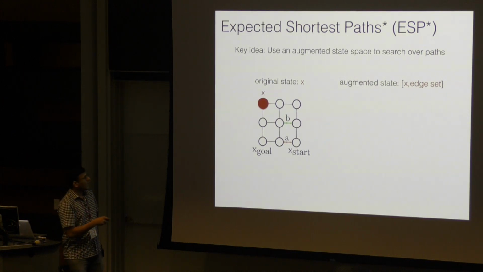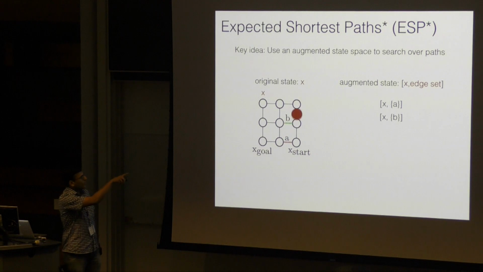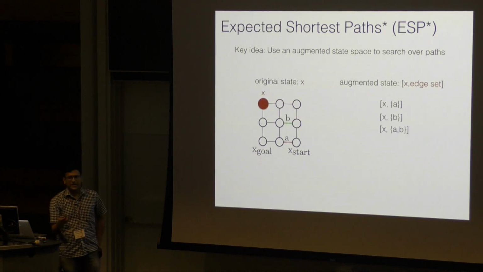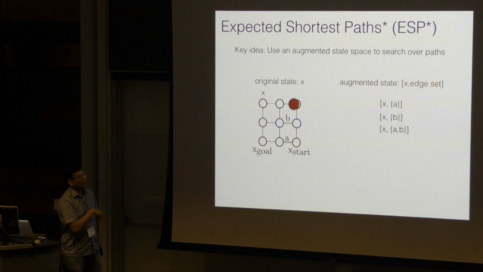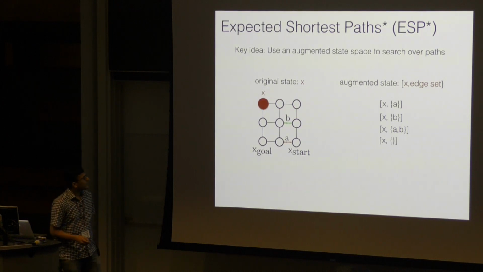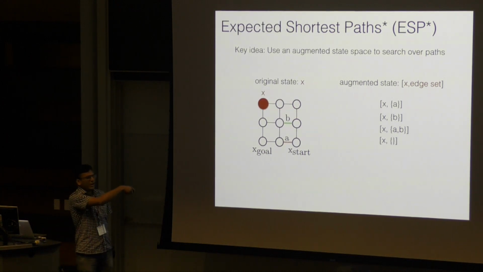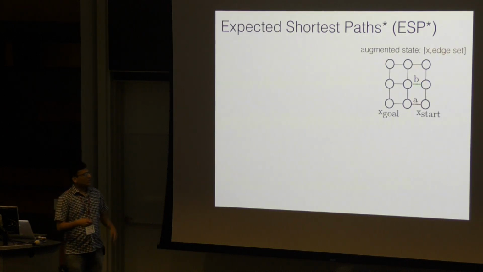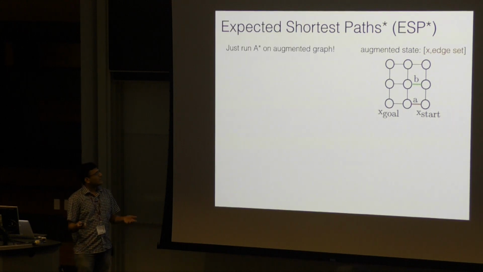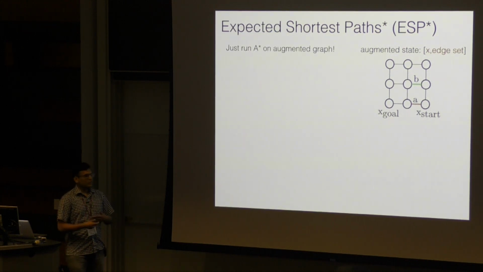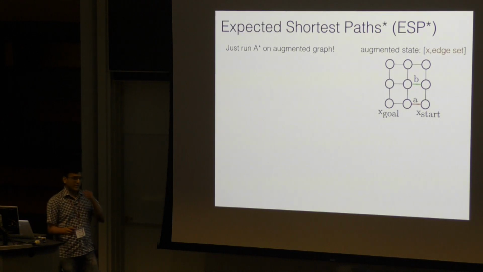Now, for example, we could find a path that goes from start to x that traverses edge A alone, and that would correspond to the augmented state x comma A. Or we could have a path that goes through B, and that would correspond to xB. Or we could have a path that goes through A and B, and that corresponds to the state xAB. Or we could directly go to x without traversing any of the stochastic edges. So for every possible vertex in the original graph, we could have up to 4 different augmented states. So now the claim is that once we have this augmented state, we can simply run A star on this augmented graph to generate all the possible shortest paths that might come up.